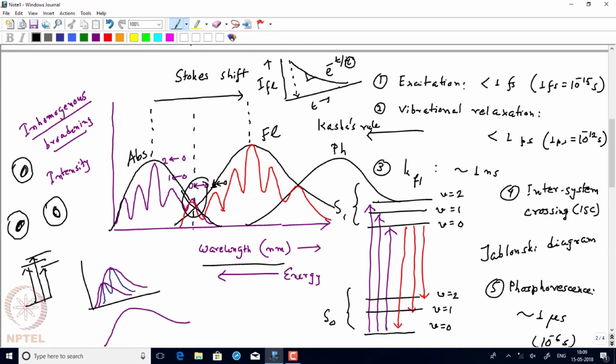So the fluorescence lifetime which I told about here, that it is about 1 nanosecond, is nothing but the time constant of the exponential decay. Similarly, the phosphorescence lifetime is also the time constant of the exponential decay.